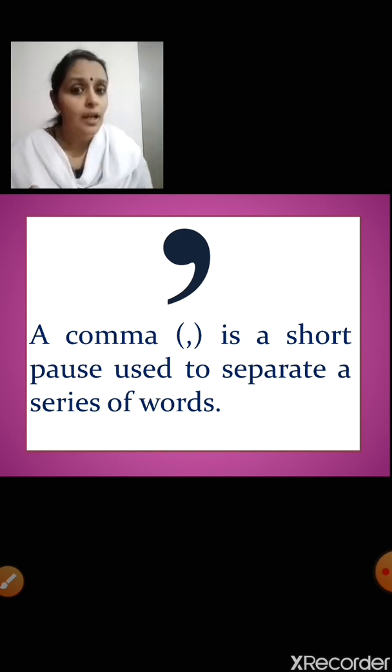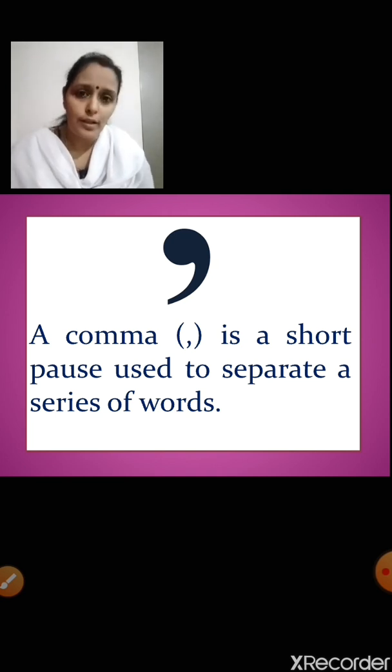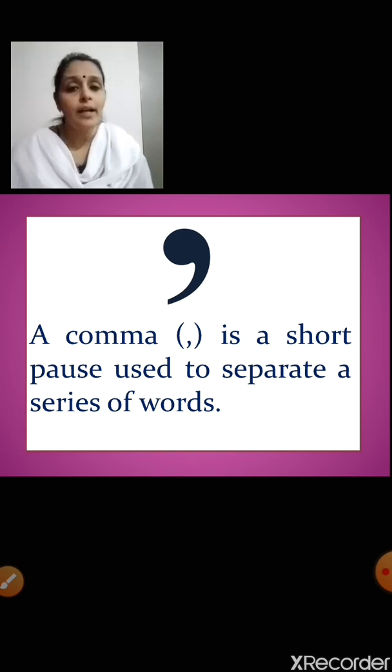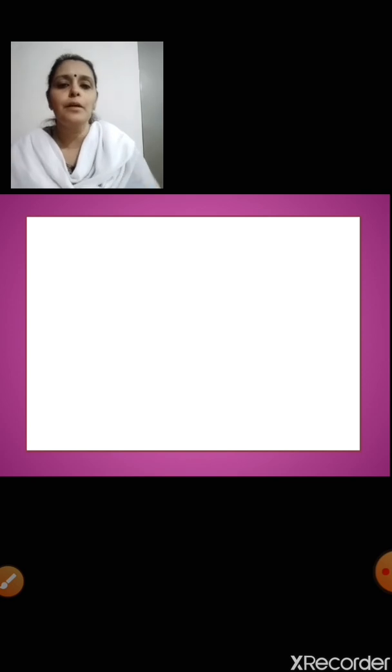I like pizza, cake, ice cream, chocolate. So I'm taking a small pause, and to separate these words, I'll be using a comma. So I'll write I like pizza, comma, chocolates, comma, Maggie, comma, cake and chocolates. Okay, let us see examples here.